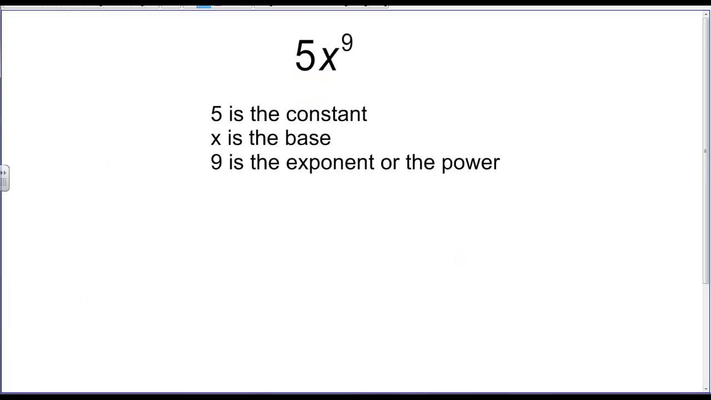So let's go through. In this term, 5 is a constant in this case. It's also called a coefficient. X we call the base, and 9 is our exponent. Sometimes people will call them powers.